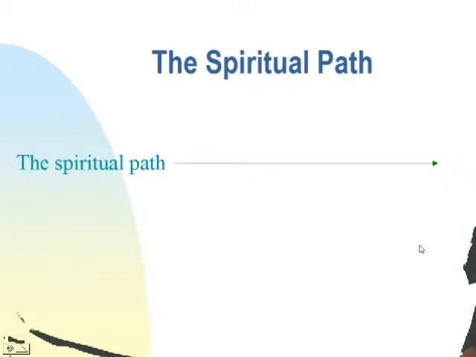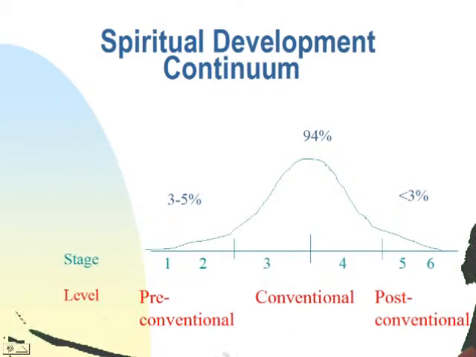Now, the next slide just shows a simple model, a graph of the spiritual path. Let's say we start off here, at low spiritual development, and then we get to a moderate level, and then finally we reach a very high level of spiritual growth. Here's another slide. Once again, spiritual development. This represents the bell-shaped curve, the distribution of a population of people.